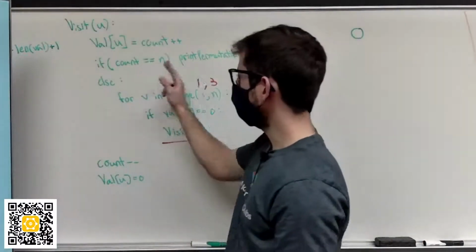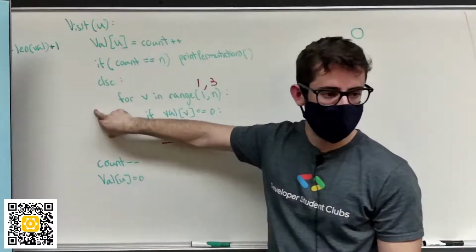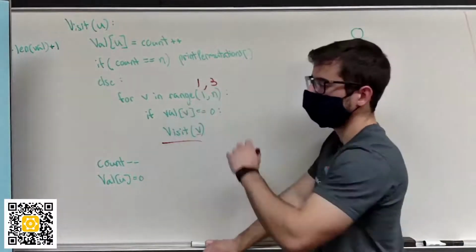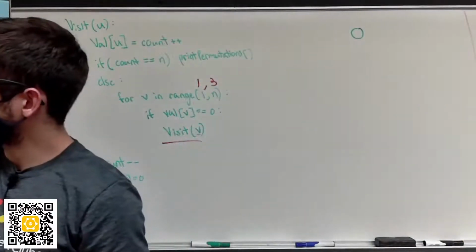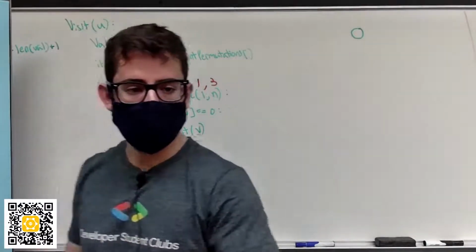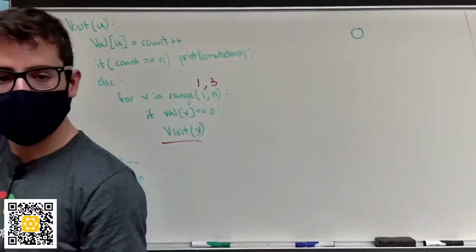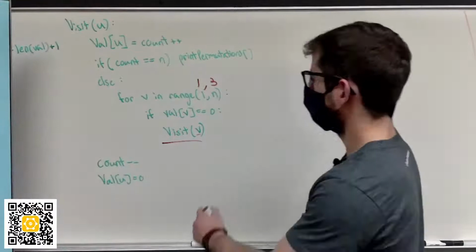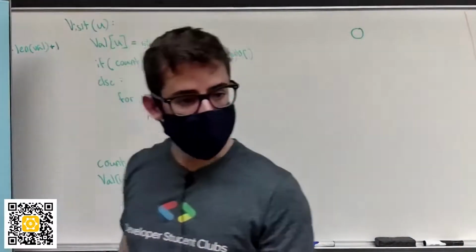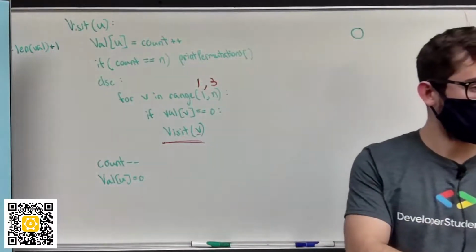Count is not equal to n, so we do not print. Instead, we hit this else statement. And now we go through this range again. V is equal to 1. Is the element at index 1 0? It's not. We go to the next iteration. V is equal to 2. Is that a 0? No. V is equal to 3. Is that a 0? Yes, there is, right? So now we're going to call visit again, and we're going to pass 3.